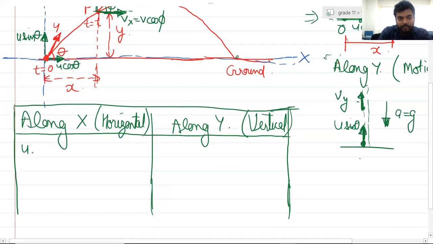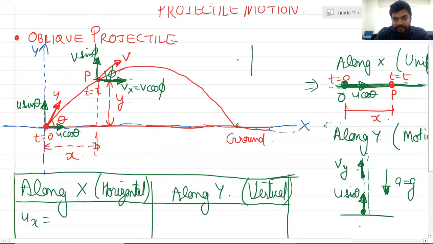Yes, can anyone tell me what is the initial velocity along x-axis? Let me choose the sign conventions. We'll choose a sign convention. Say u cos theta is positive. This is positive. This is negative, and this is negative.